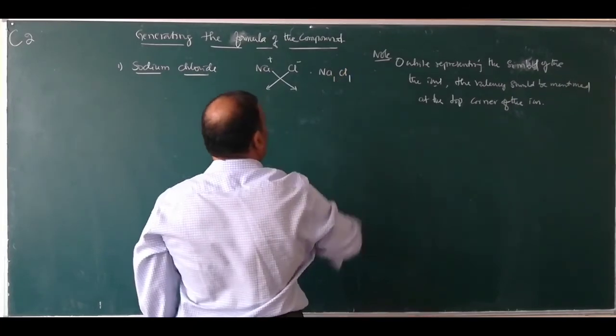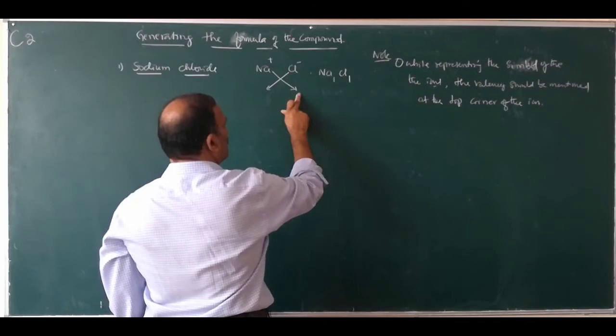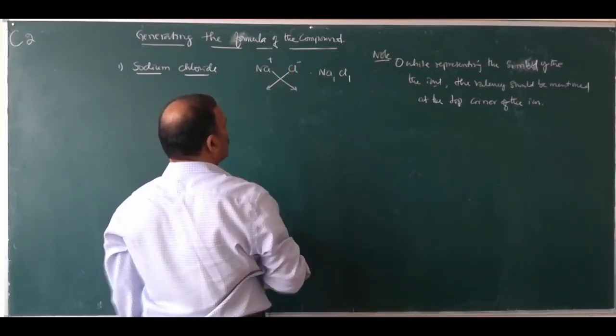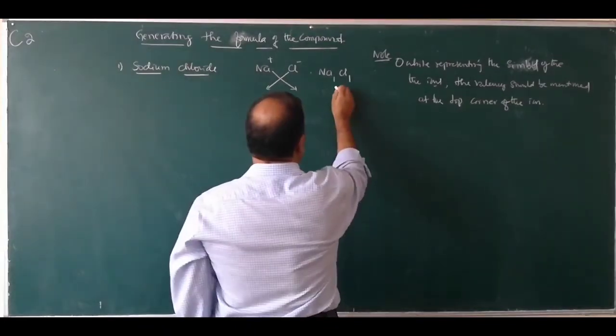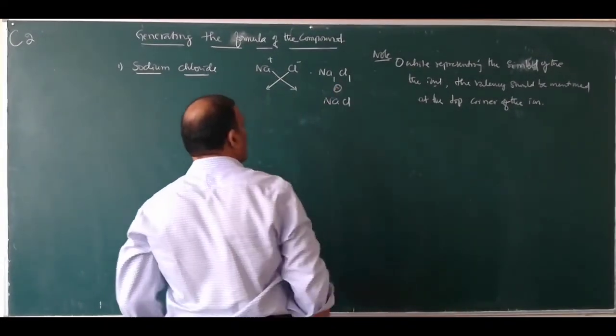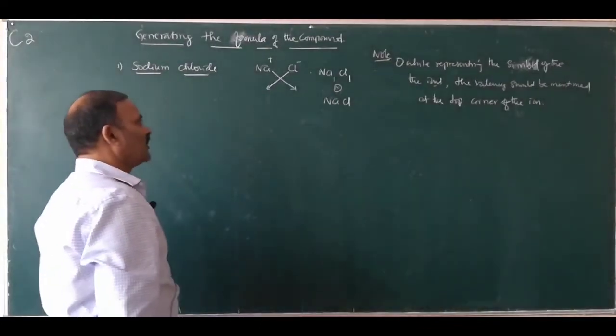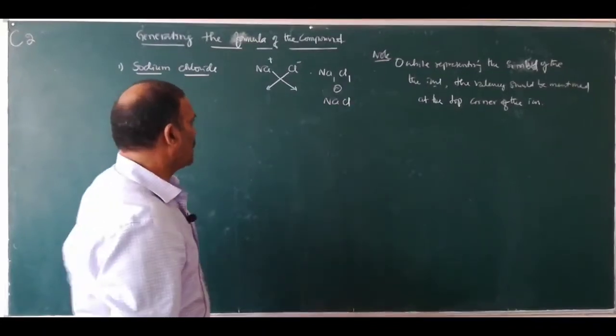Na1Cl1. Here the 1 is the valency of sodium ion and this 1 is the valency of chloride ion. So, what is the formula? The right formula is NaCl. When there is 1,1, you need not write 1,1. The formula of sodium chloride is NaCl.